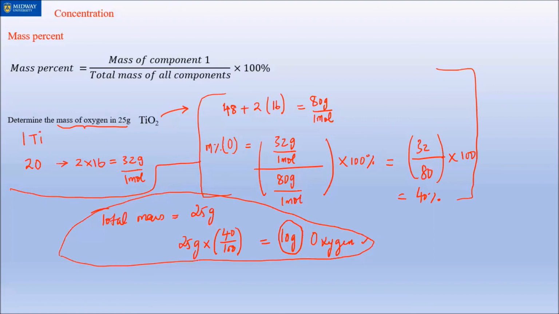As I said, there are some exceptions, but we're going to get into that once we're proficient with how to do these basic four types of concentration units.